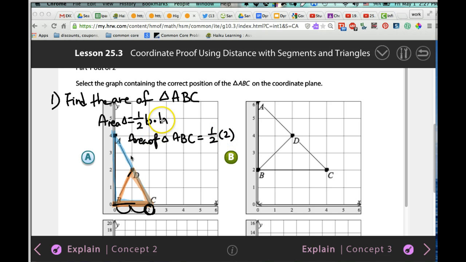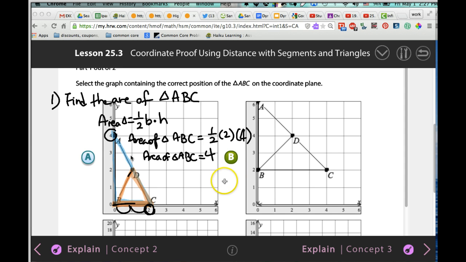And then I need to find the height. How high is my height? 4. I can just look at this number, so I'm going to put 4 over here. Now let's calculate this. What is 4 times 2, guys? 8. And what is half of 8? 4. So the area of triangle ABC is obviously 4.